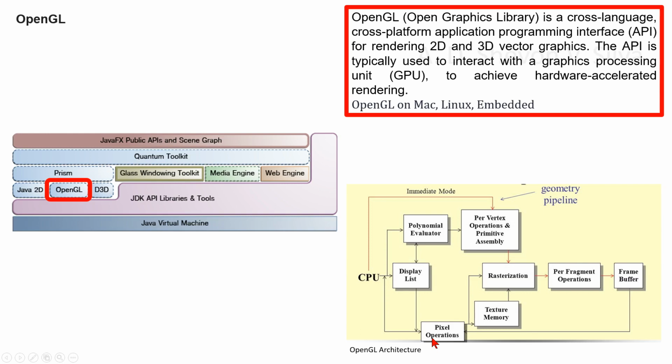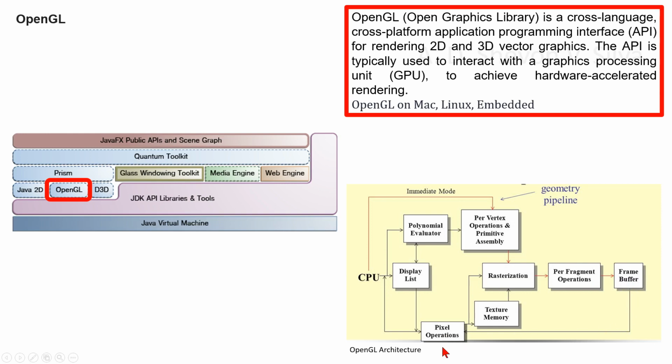And pixel operations are connected to texture memory. Pixel operations are going through this path also, and pixel operations are connected to rasterization, and texture memory is connected to rasterization. Rasterization is connected to per fragment operations. Per fragment operations are connected to frame buffer. Frame buffer is connected to pixel operations.